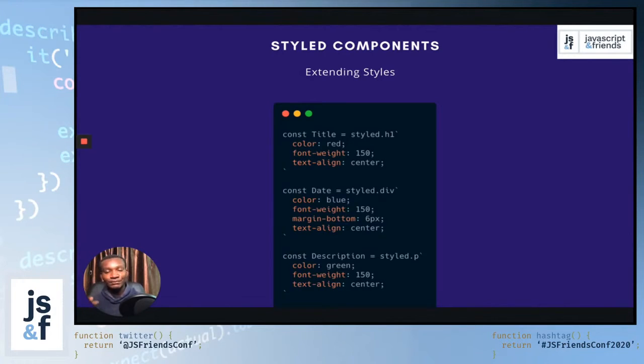So the dates will be blue. Font weight 150. Margin bottom 6. Text align center. Description color is going to be green. Font weight 150, text align center. That's basically what this is saying in our styled components.